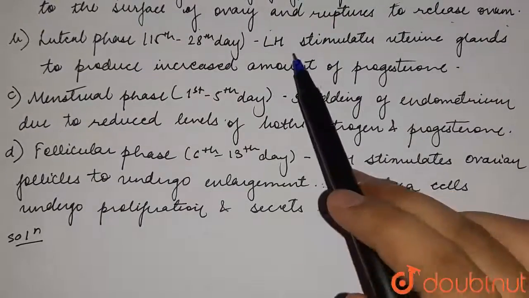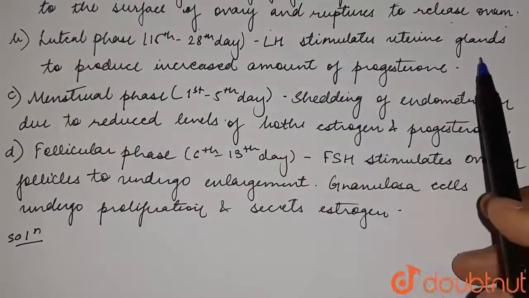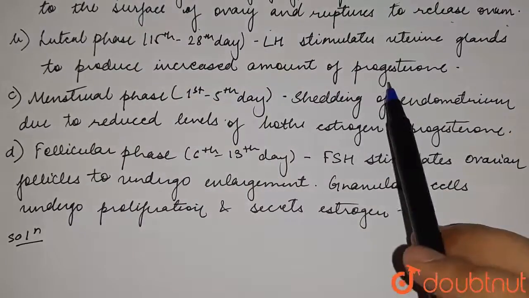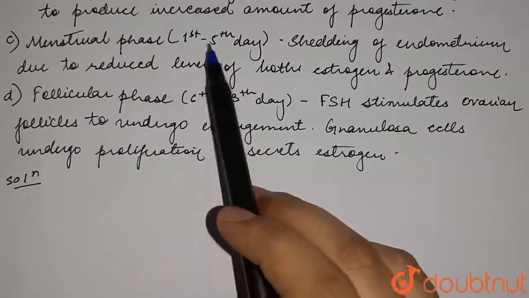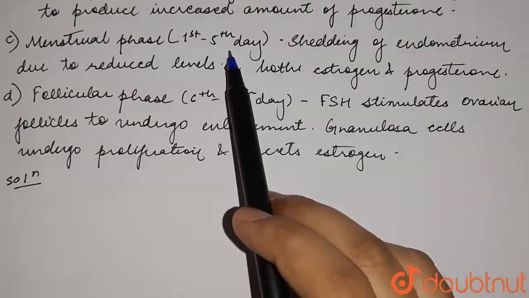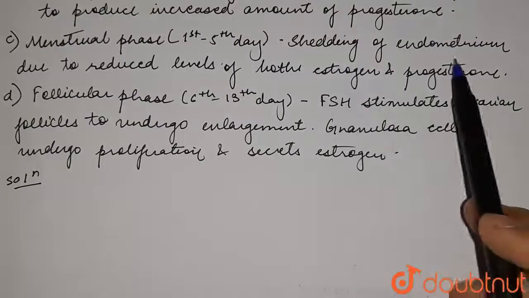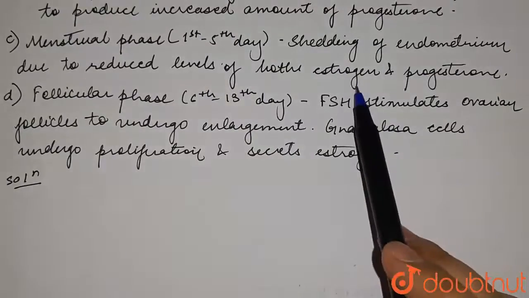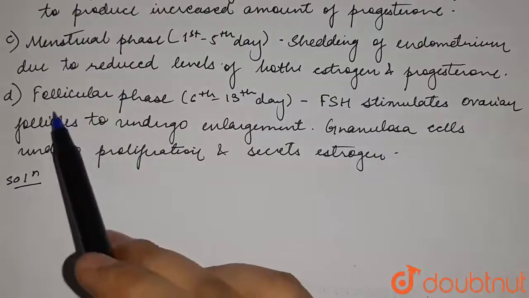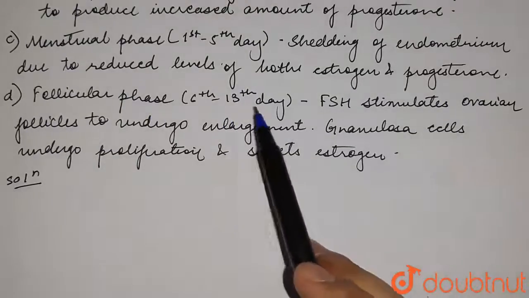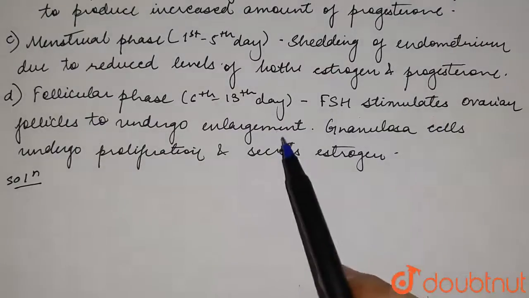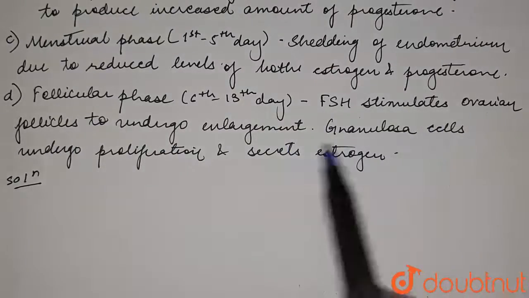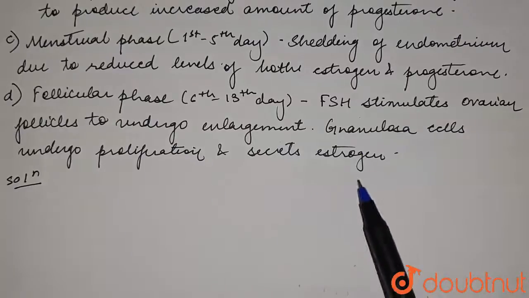So in that LH stimulates uterine glands to produce increased amount of progesterone. Then we have the third, which is menstrual phase, which is between first to fifth day. Shedding of endometrium due to reduced levels of both estrogen and progesterone. And the follicular phase, which is 6 to 13 day. FSH stimulates ovarian follicles to undergo enlargement. Granulosa cells undergo proliferation and secrete estrogen.